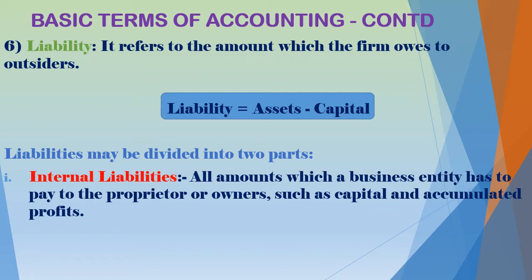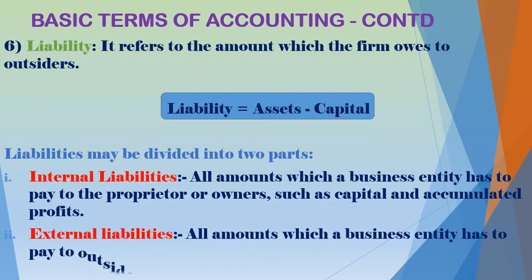So here don't get confused. The business entity and the person running the business are two different persons. The business entity has a separate identity. It is a separate artificial kind of person, and the person who is running it is separate. They behave as if they are part of the business.